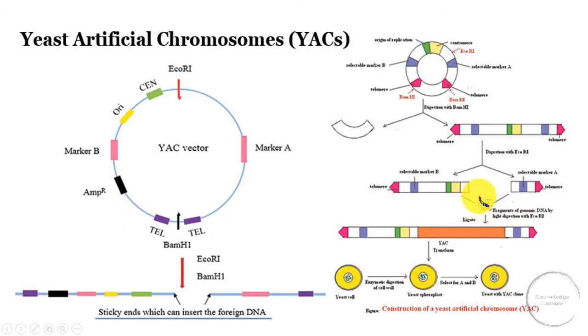To insert our gene of interest, we also need to digest our gene of interest with the same restriction enzyme, that is EcoRI, to complete our insertion. And after that we ligate with a ligase enzyme, and finally the YAC has been formed, which is ready to transform.